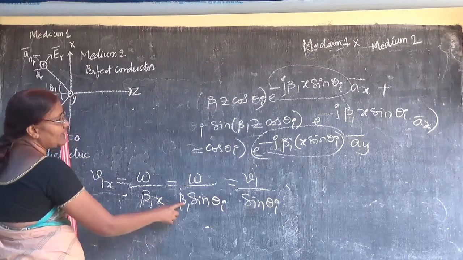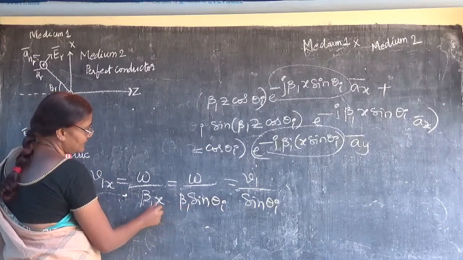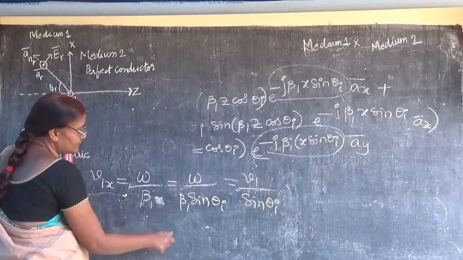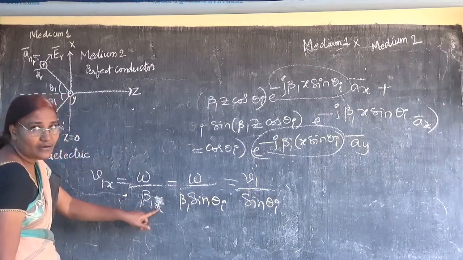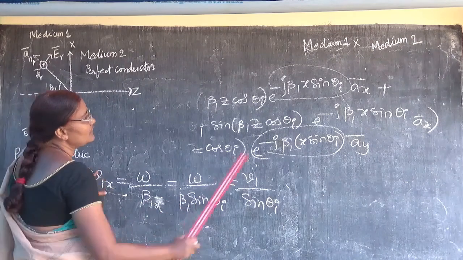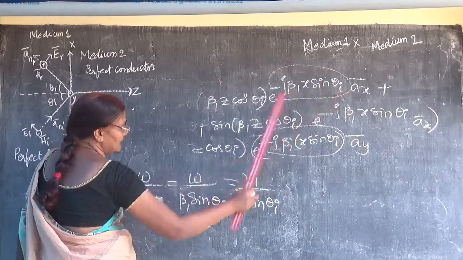So what can we write? We can write it as, this is not into x. It represents the phase angle along the x direction. So it will be beta 1 sin theta I.